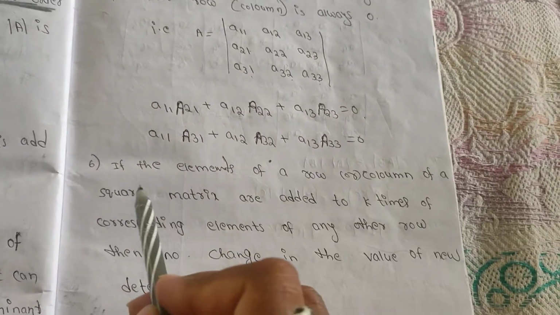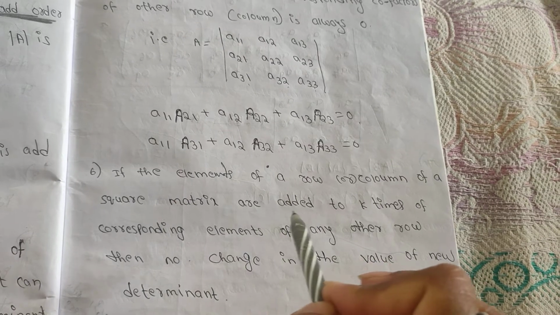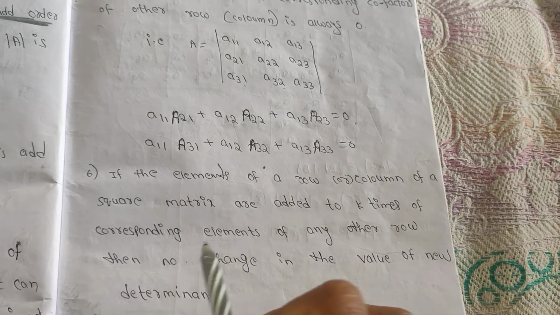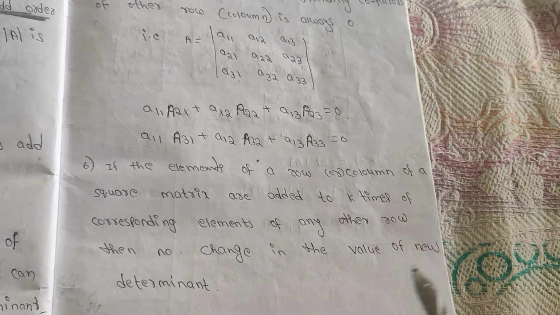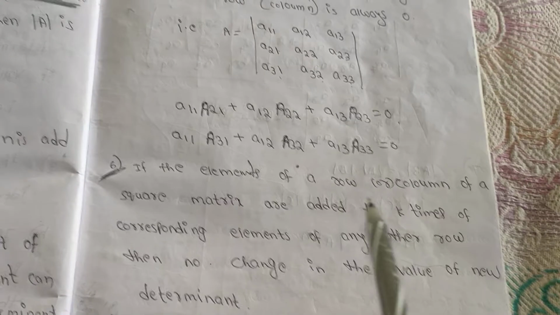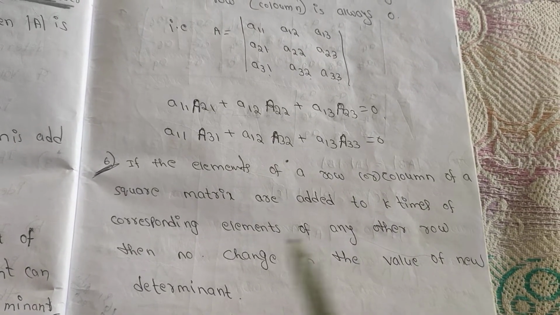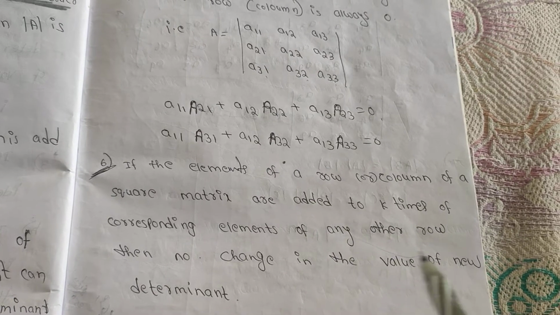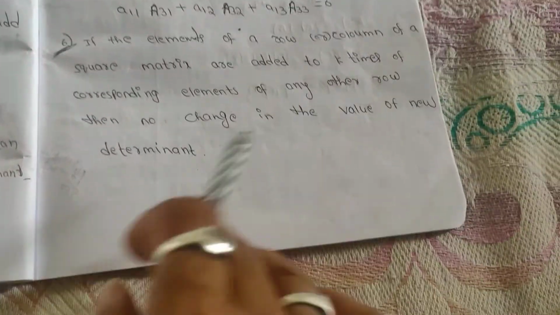Next one, if the elements of a row or column of a square matrix are added to k times the corresponding elements of any other row, then there is no change in the value of the new determinant. This is very important. If the elements of a row or column of a square matrix are added to k times the corresponding elements of any other row, then no change in the value of the new determinant.